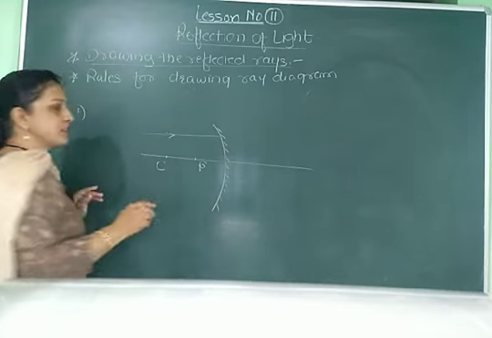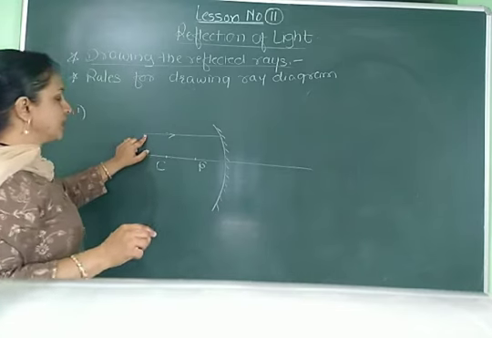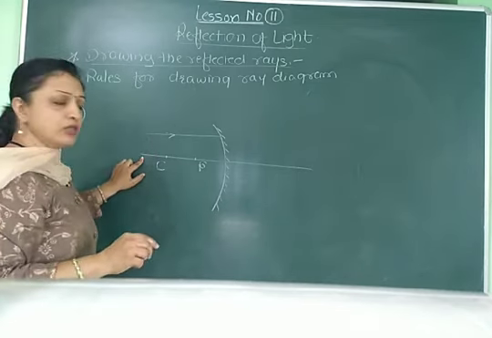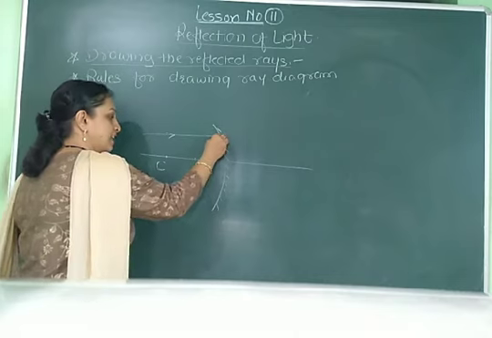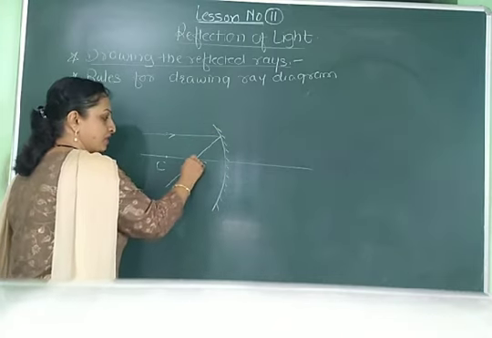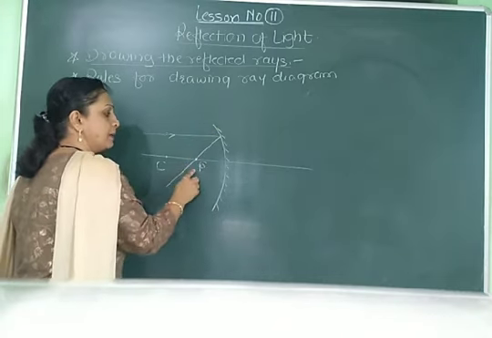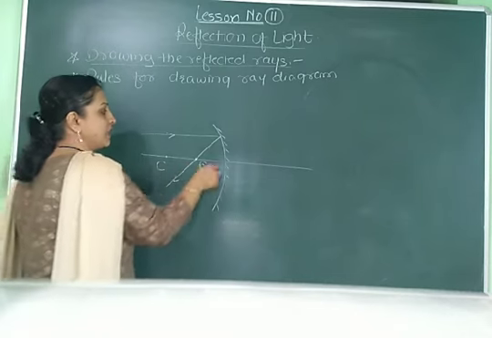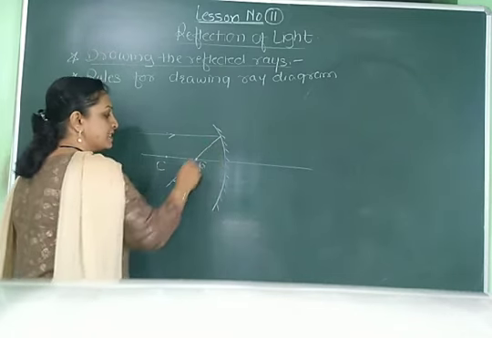So this should be the focus. And now what is the first rule? The first rule is that if the incident ray is parallel to the principal axis, then after reflection it passes through the principal focus. So this is the first law or first rule that we have to remember in order to draw the ray diagrams. I again repeat: if the incident ray is parallel to the principal axis, then after reflection it passes through the principal focus. So this is the first rule.